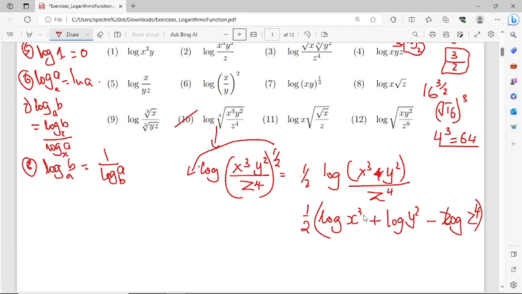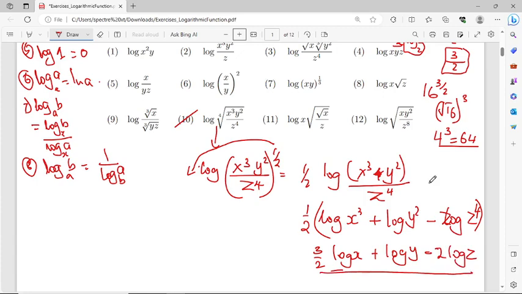Now you can bring 3 down. When you bring 3 down, then you have 3 over 2 log of x, then plus, this will be 2 over 2, which is 1, because you're multiplying by a half. Then we'll have log y minus, multiply 4 times a half, which is 2, then the log of z. And that is your answer for that particular question.